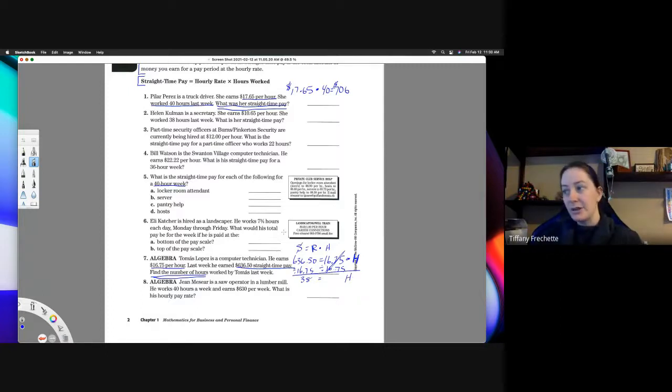So this does look like the beginnings of algebra here. We're doing a single step equation, and we have to solve for our variable. So you're going to do exactly the same thing on number 8. All right. Well, I hope that helped, and I will see you in section 2.